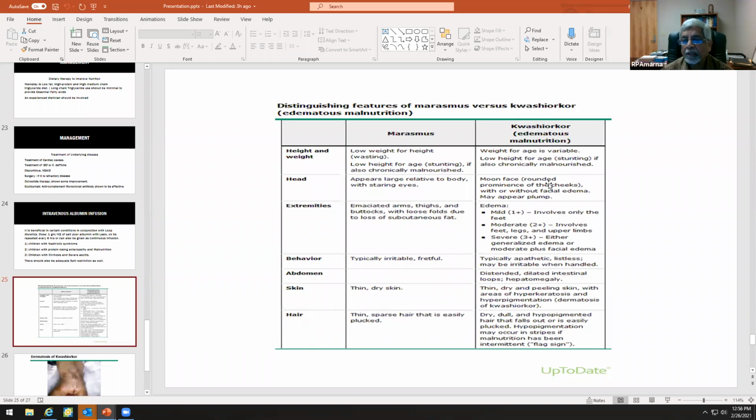Okay, kwashiorkor, that's what we call edematous kwashiorkor. Here, they may be getting lots of carbohydrates, but not getting protein in their diet. Okay, so the weight may be variable.